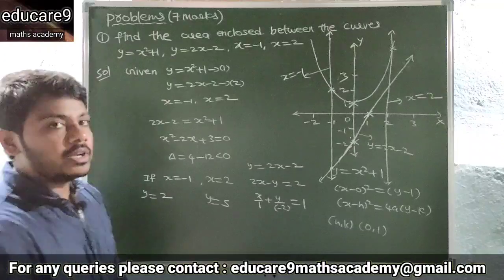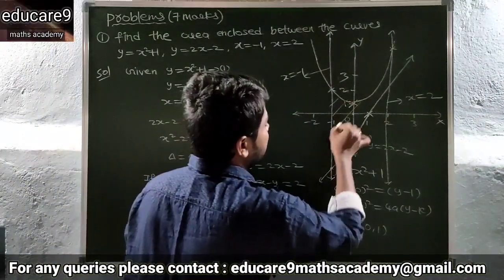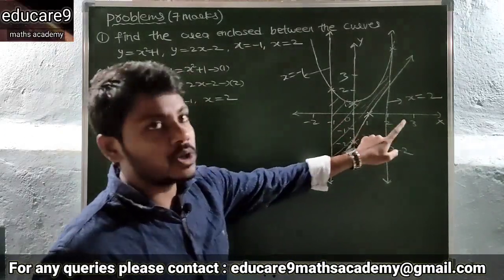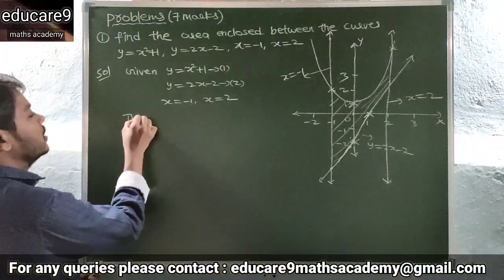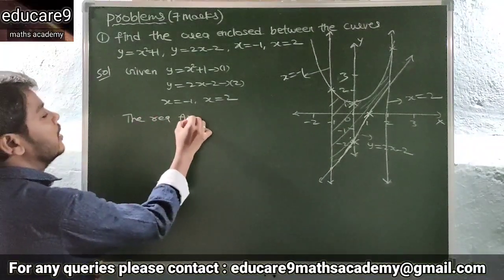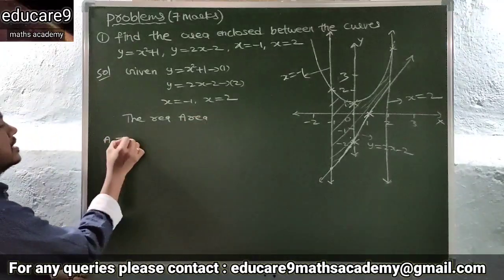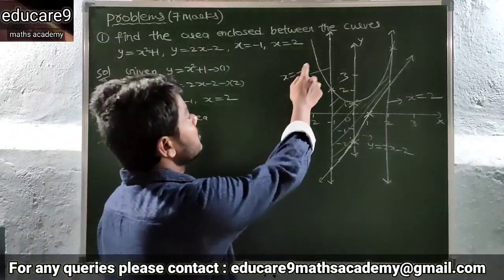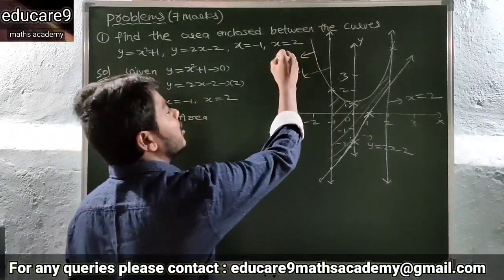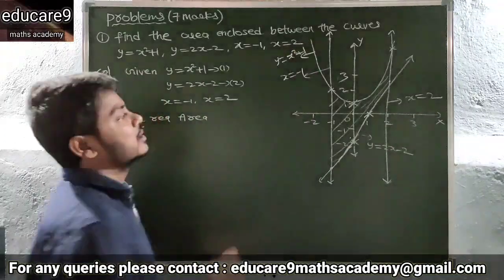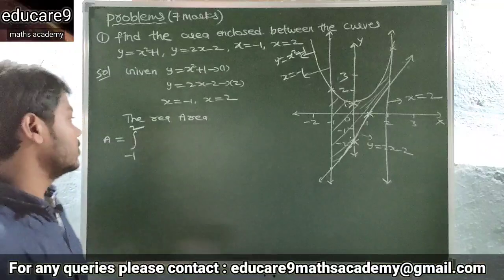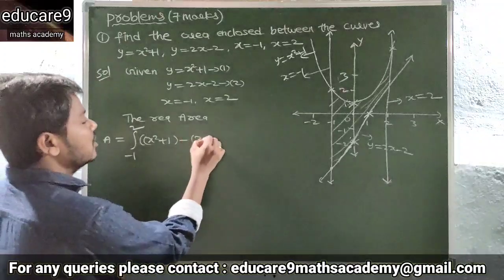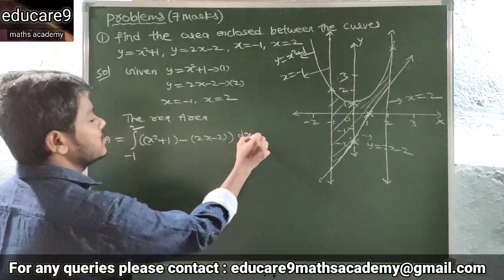Now see here, you need to find the area of this. So clearly the limits are minus 1 to 2. Therefore the required area A is equal to integral minus 1 to 2. What is the upper curve? Clearly this is the upper curve, y is equal to x square plus 1. So upper curve minus lower curve: x square plus 1 minus lower curve 2x minus 2, dx.